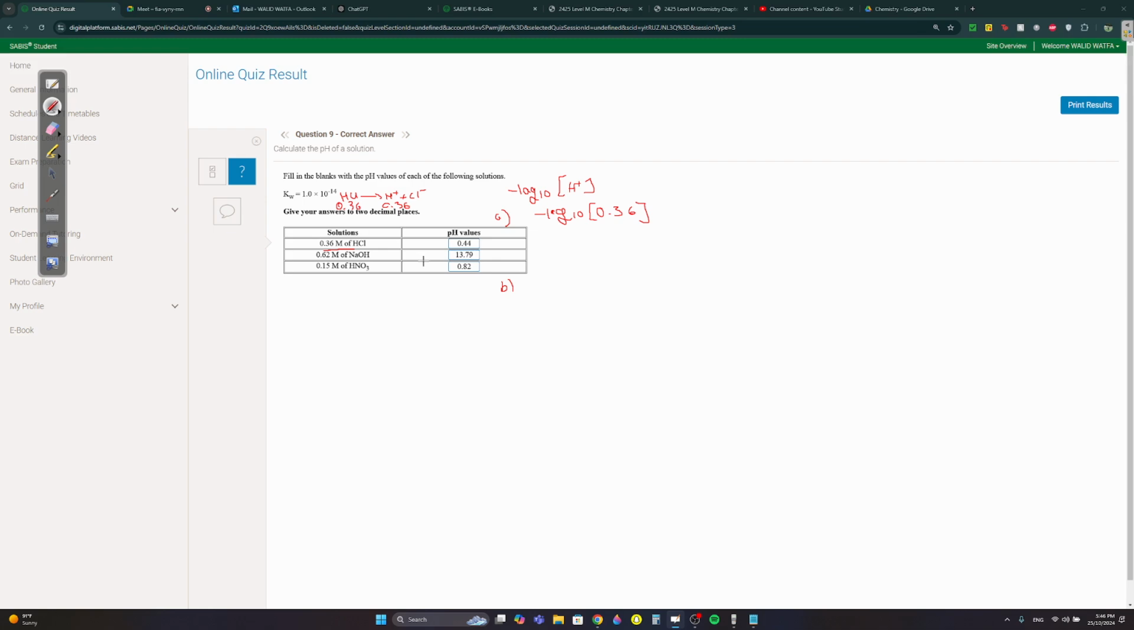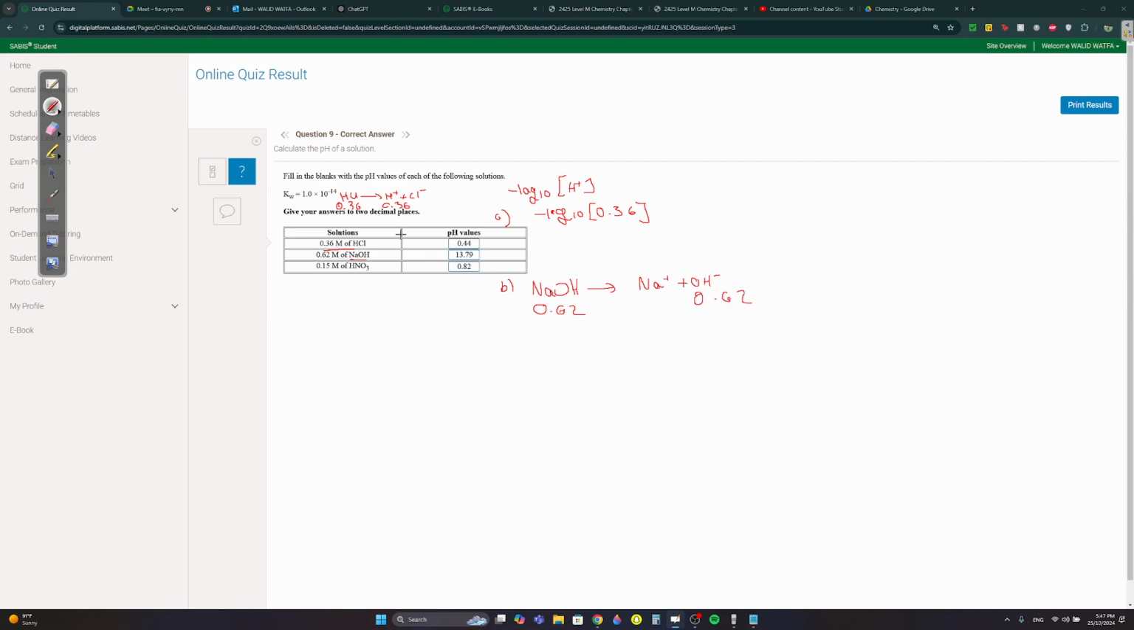I'm going to calculate them all then, but let me just first find the values. NaOH. Can I directly find the H plus? No, I have to first find the OH minus, right? So Na plus and OH minus. How much OH minus? It's the same as NaOH because they have the same coefficient. So 0.62 over here is going to be here as 0.62.